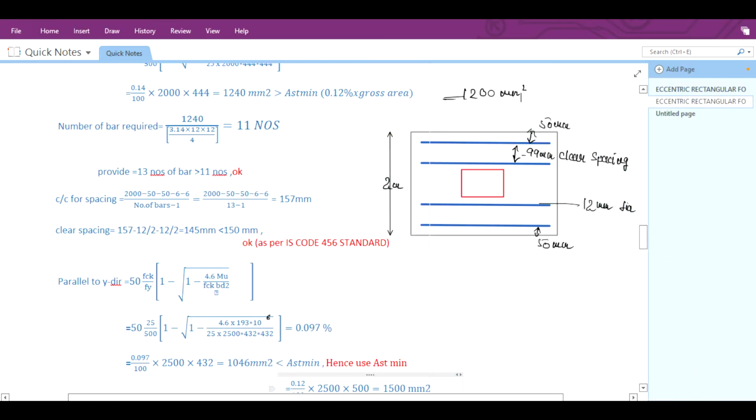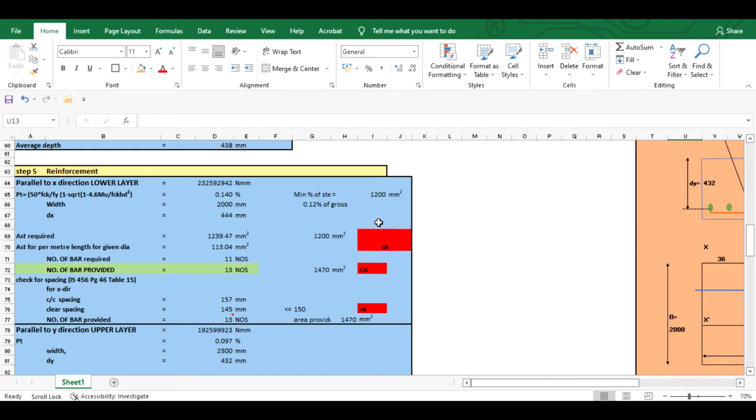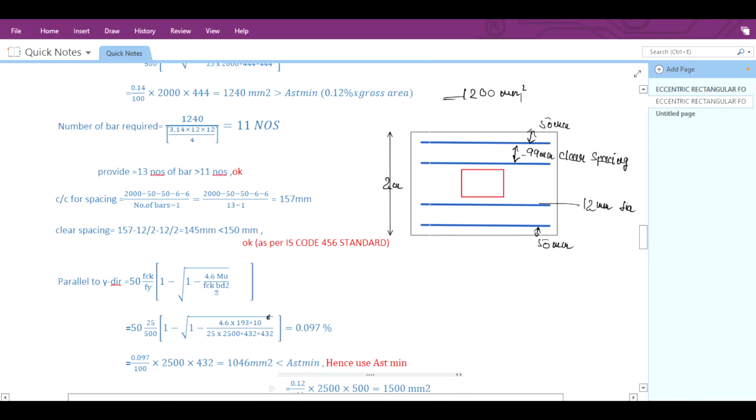This is if you are choosing Fe 500. If you choose Fe 415, it should not be greater than 180 mm. This was mentioned in IS code 456, so you have to follow that. In IS 456, on page number 46, Table 15, it is mentioned. You can check from there also.